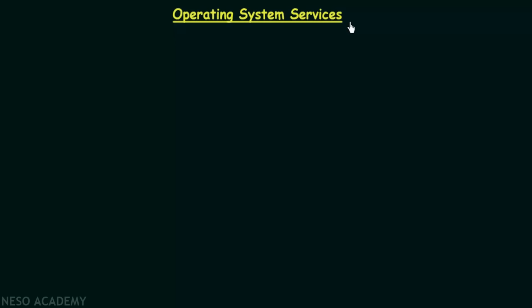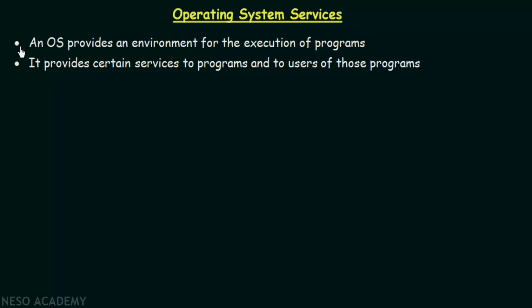In this lecture, we'll be studying about operating system services. So we know that an operating system provides an environment for the execution of programs, and it also provides certain services to programs and to the users of those programs. So in this lecture, we will be seeing what are the services that are provided by the operating system to the programs and to the users of programs.